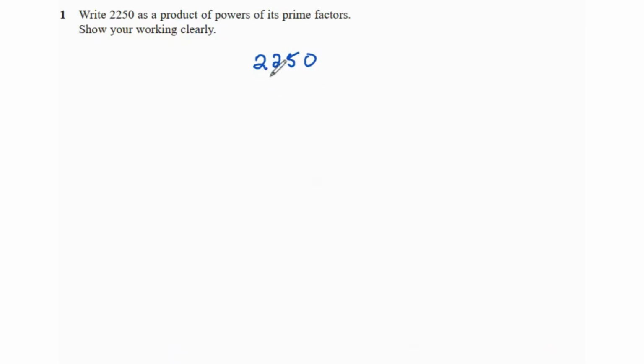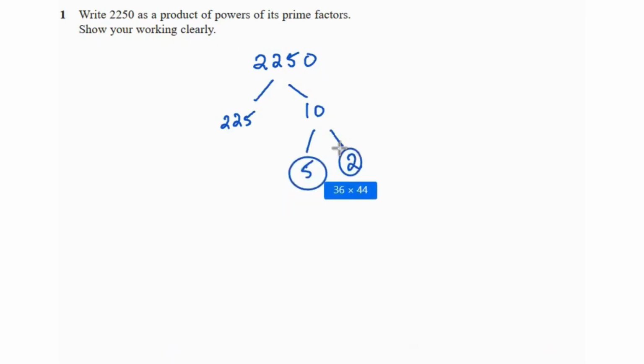So we know that 2,250 can be split into 225 times 10. 10 is 5 times 2. So we know 5 and 2 are prime numbers, which means we cannot further break them down. So this stops over here. We cannot further break these numbers down.